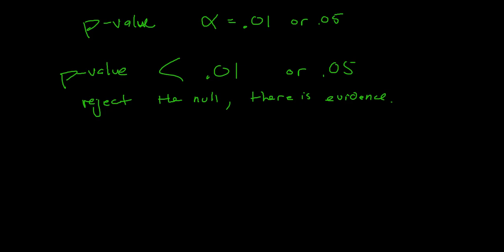We never accept the null. We just say, hey, listen, our sample is very significant, significantly low or significantly high, and that does give us the evidence that the null is wrong, and we're going to go ahead and reject it.